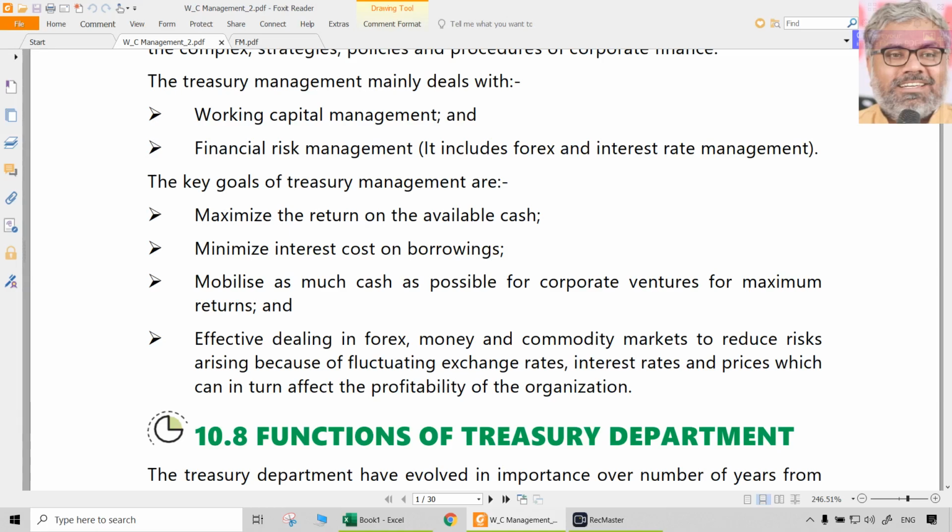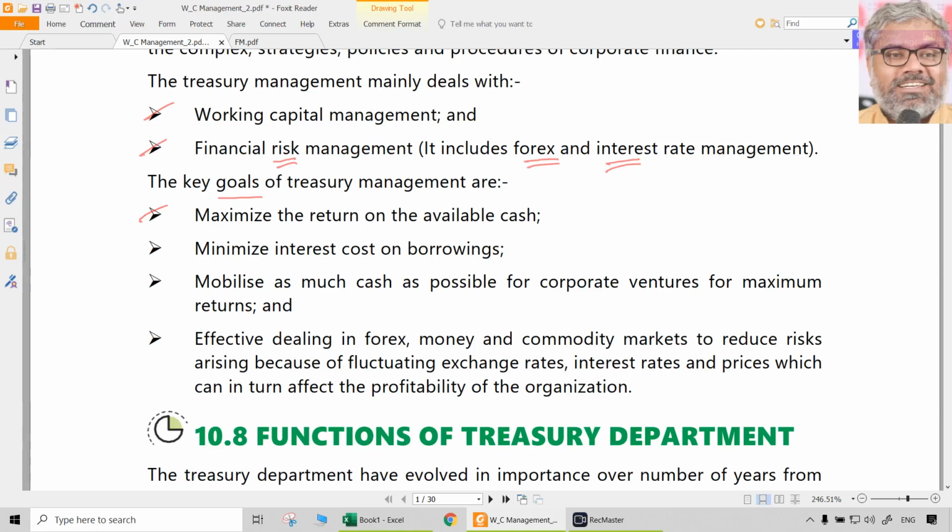But what will the treasury management be doing generally? Of course, part of the working capital management and financial risk management also, including foreign exchange and interest rate management. How this is done in relation to foreign exchange and interest rate management using various derivative instruments will be learned conceptually and practically in much detail at the final level. But in general, what are the goals of the treasury function? This can be a question. What are the goals of treasury function or treasury management?